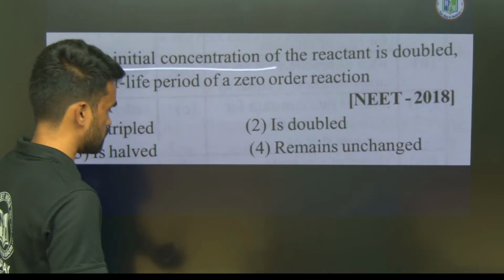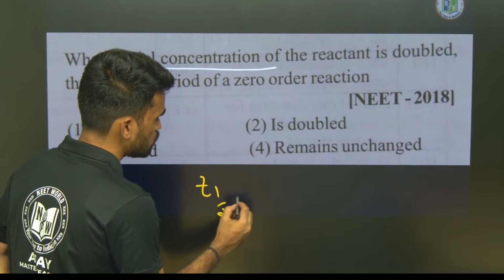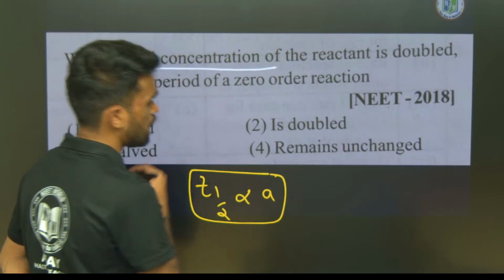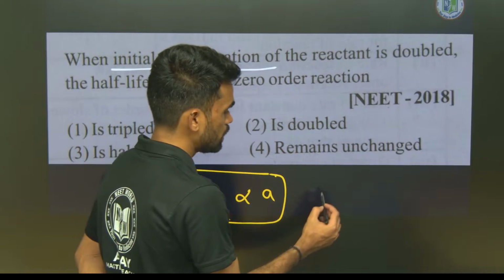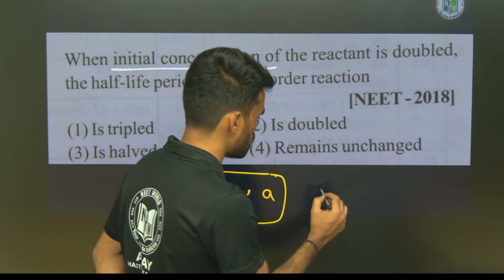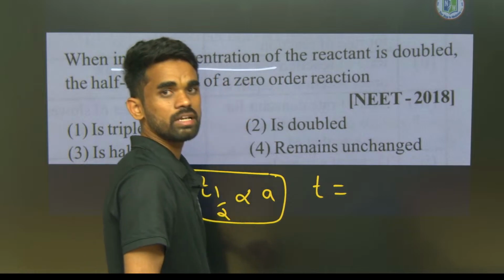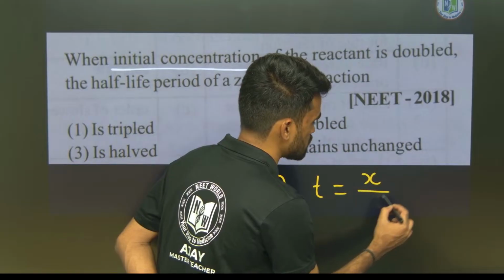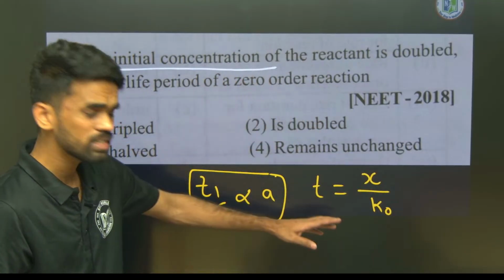So how can you answer? First look at here. T half of a zero order reaction is directly proportional to the initial concentration of reactant. How did we get this relation? This relation comes from its integral equation. What is the integral equation for a zero order reaction? The time required for this reaction will be given as T equals x by K naught, where K naught is the rate constant for this zero order reaction.